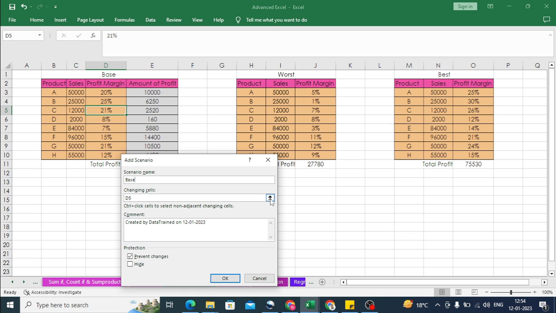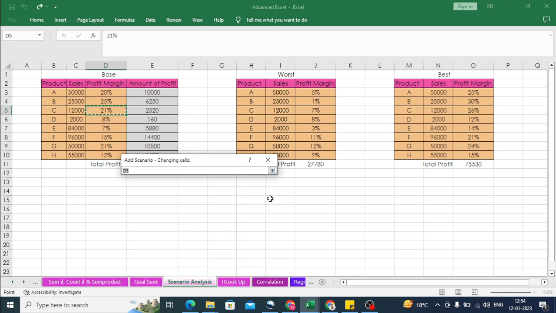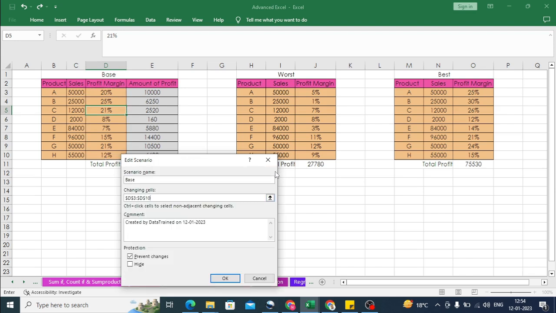By changing cells, which cell's value is going to change? The profit margin, right? The profit margin cell's value is going to change.